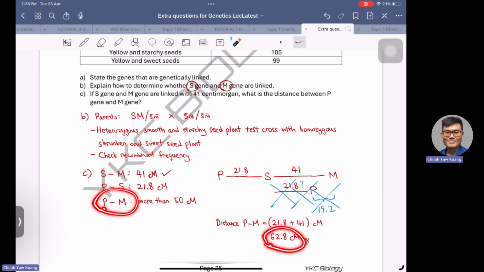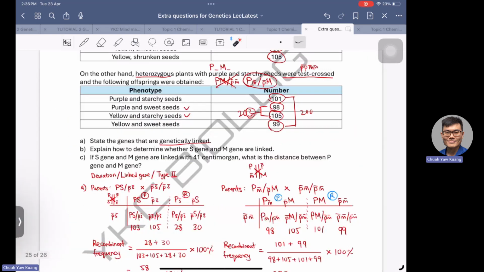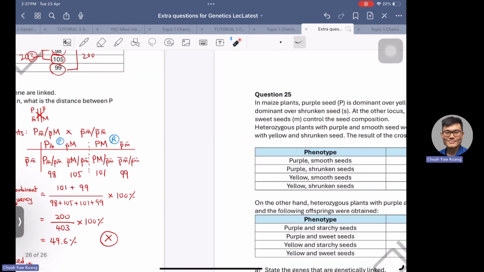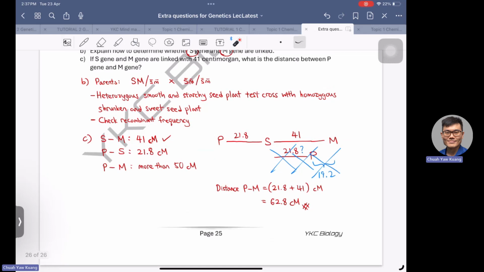The distance between the P gene and M gene is 62.8 centimorgan, which is larger than 50. That is why, when giving the recombinant frequency, they are giving 50%. They are showing the ratio of 1 to 1 to 1 to 1 in their offspring, because they are too far apart. So with that, we can confirm this is the correct answer. The distance between P and M is 62.8.